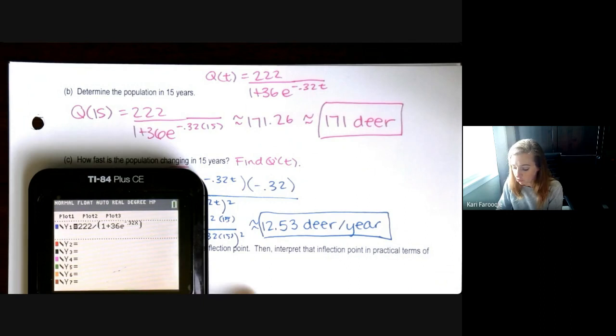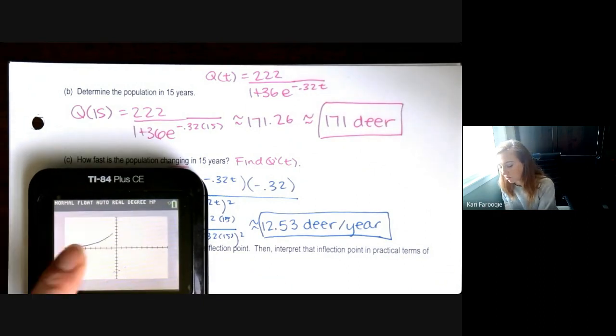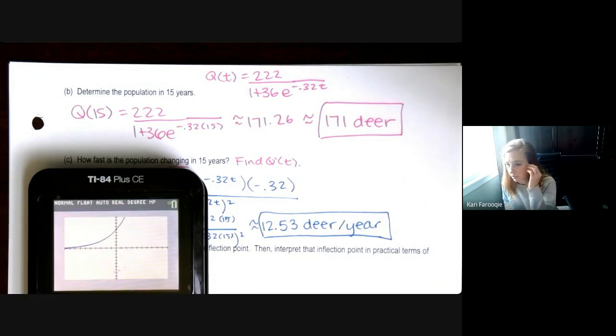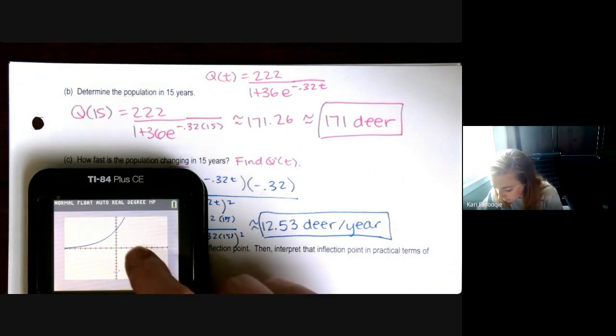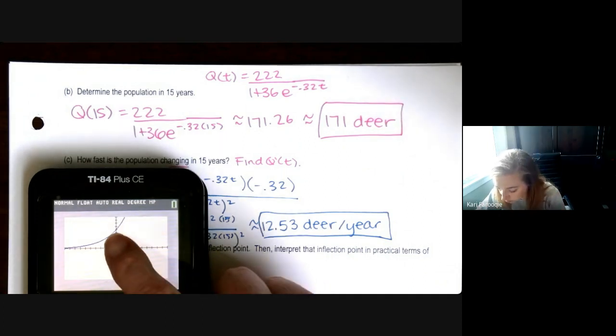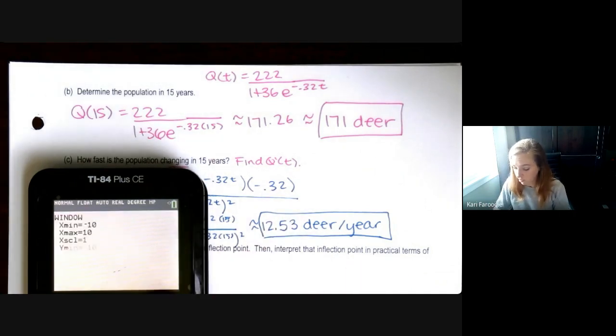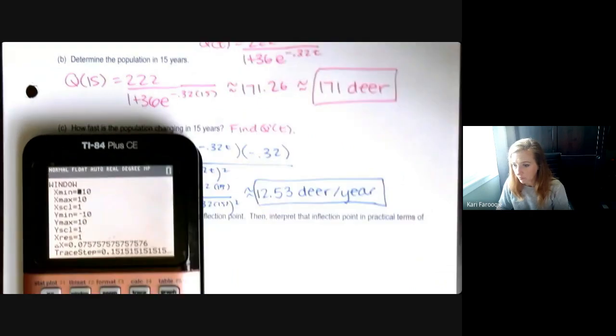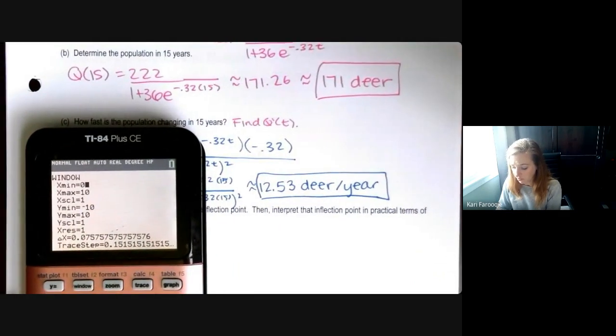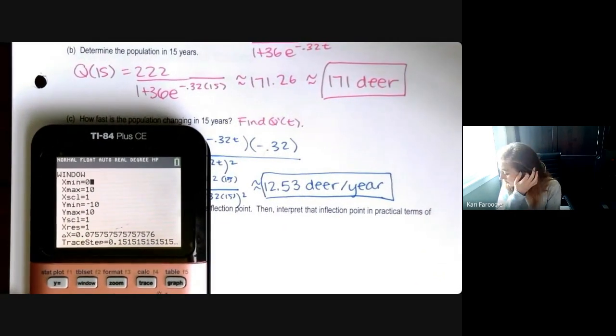Now, if you graph this in Zoom 6, I know we're always starting out in Zoom 6. That's a negative time. You don't care about that. So the initial population of deer was 6. We said that at time equals 0, there were 6 deer on the island, if you remember that. Now, we know this is just going to continue going up. So let's go to our window. I'm going to start with an x-min of 0. I don't know how many years we need to include here, but I would say at least 20, because we already talked about what's happening at 15 years.